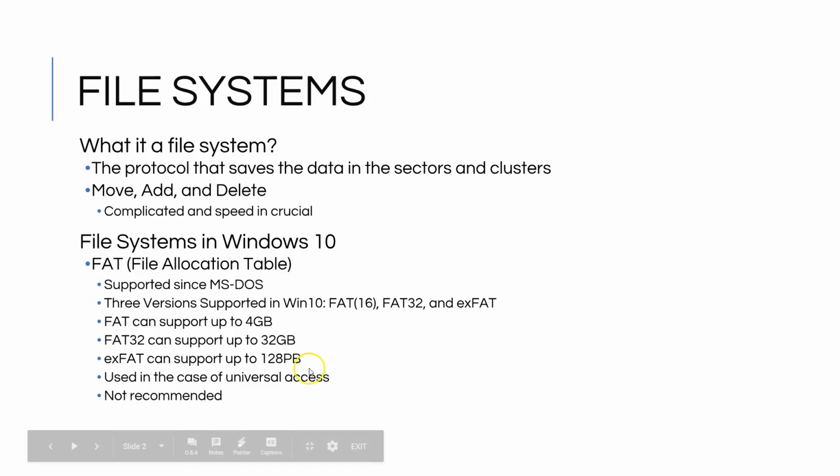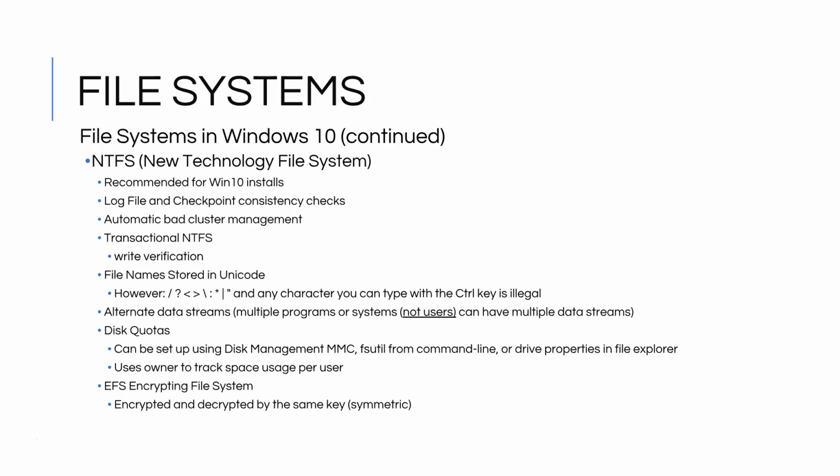That's the main reason why extended FAT came out. Extended FAT supports up to 128 petabytes. All right. Again, not recommended for your operating system, the hard drive of your system, but it is recommended for things like thumb drives. All right. What is recommended is NTFS.